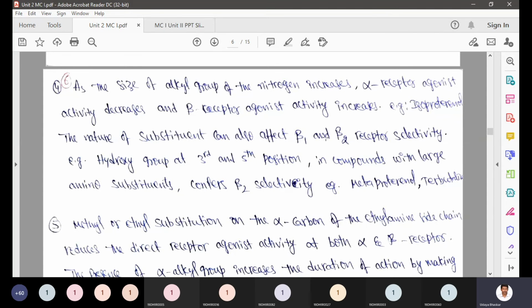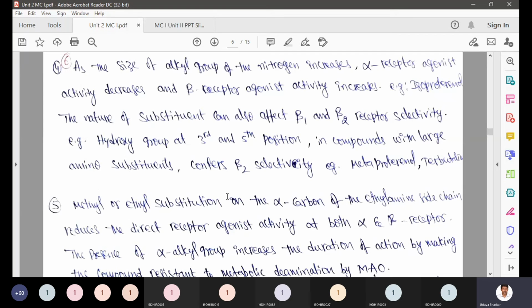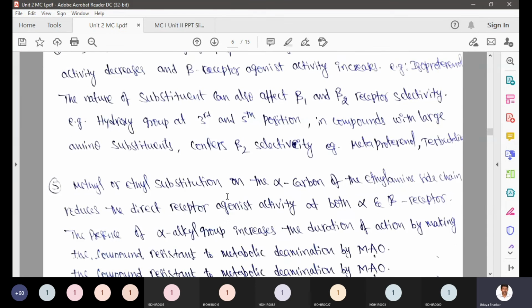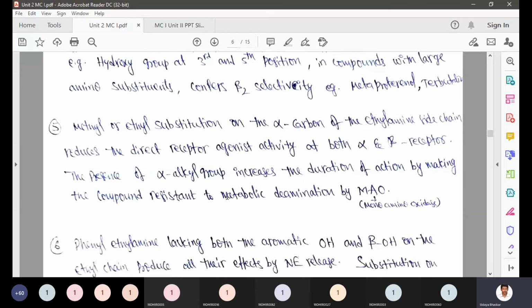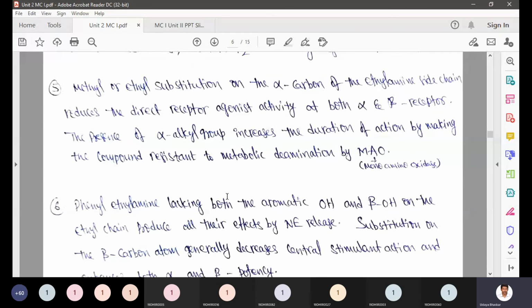Example is isoproterenol. So observe the chemical structure to note the difference between isoproterenol and adrenaline or noradrenaline. The nature of substituent can also affect beta 1 and beta 2 receptor selectivity. Example, hydroxy group at third and fifth position in compounds with large amino substituents confers beta 2 selectivity. Example, metaproterenol and terbutaline. So observe those two structures. And methyl or ethyl substitution on the alpha carbon of the ethylamine side chain reduces the direct receptor agonist activity at both alpha and beta receptors.